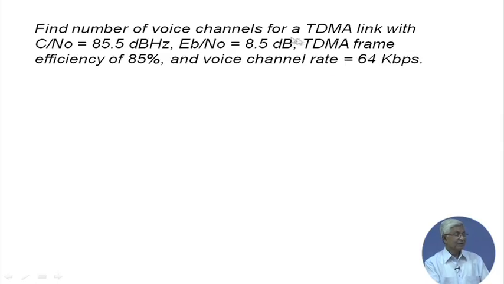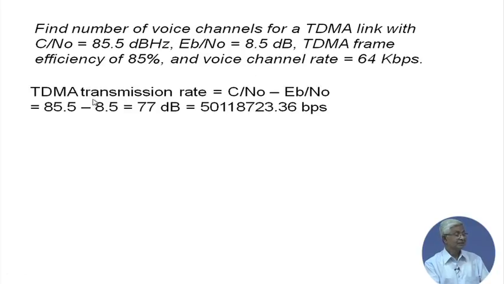There is one more, that is to find the number of voice channels. In this case we are trying to calculate the capacity in terms of voice channels. Earlier we calculated only the useful bit rates. For a TDMA link with C by N naught of 85.5 dB-Hz, Eb by N naught of 8.5 dB, and TDMA frame efficiency of 85%, quite poor, normally it is more than 90%, and voice channel rate is 64 kilobits per second.